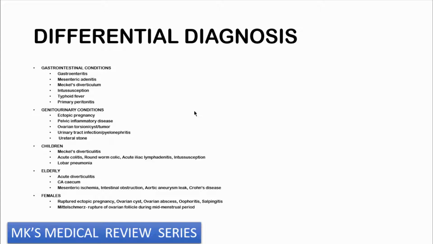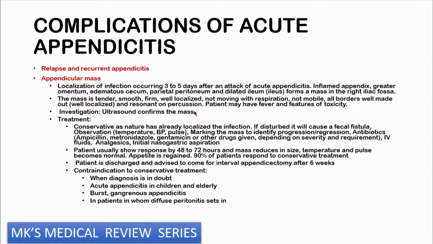In females, you may have a ruptured ectopic pregnancy, ovarian cysts, ovarian abscesses, salpingitis, and mittelschmerz, which is rupture of the ovarian follicle during the menstrual period, during ovulation. So some complications of acute appendicitis include relapse and recurrent appendicitis. Sometimes you may have an appendicular mass.